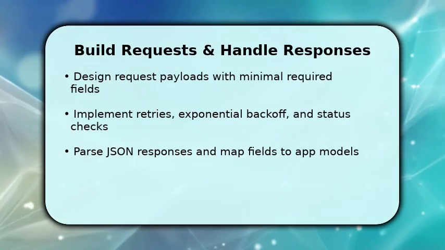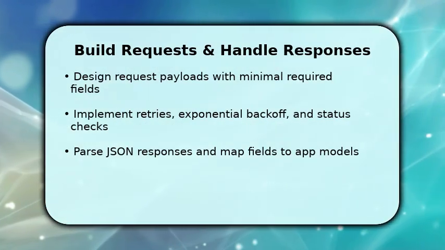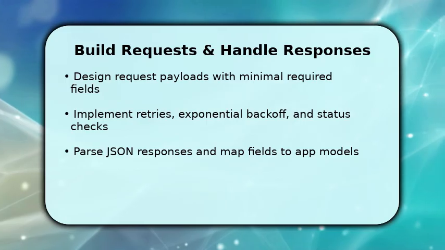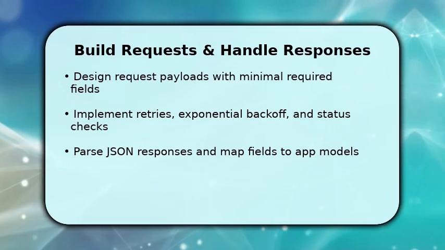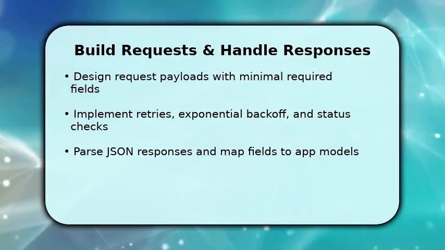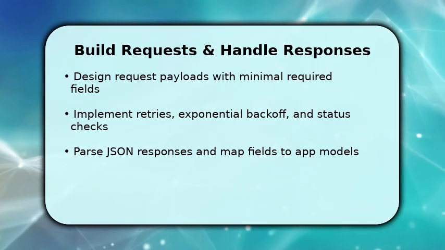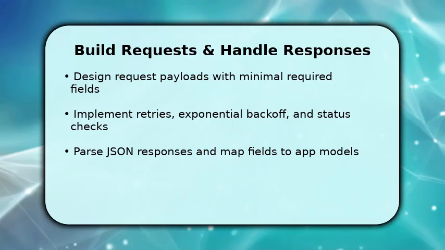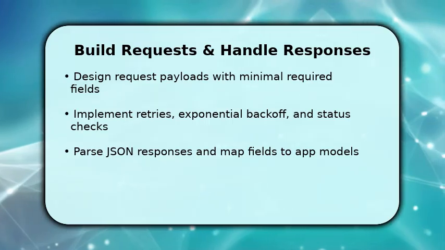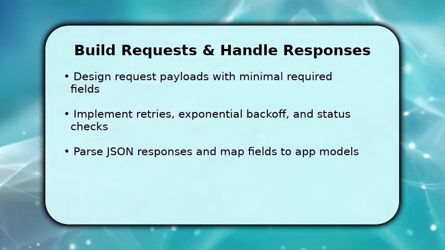Now you expand the request. Add required parameters and optional flags to control behavior. Once done, implement robust response handling with retries and exponential backoff for transient errors, and check HTTP status codes to branch logic. Parse the JSON response, map keys to your data models, and validate types to avoid runtime errors.